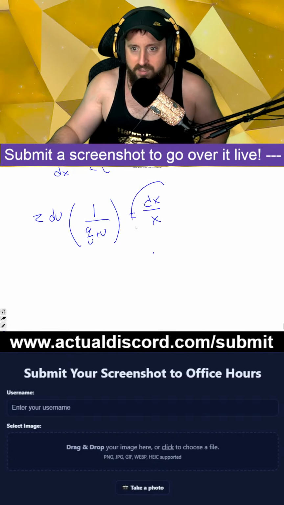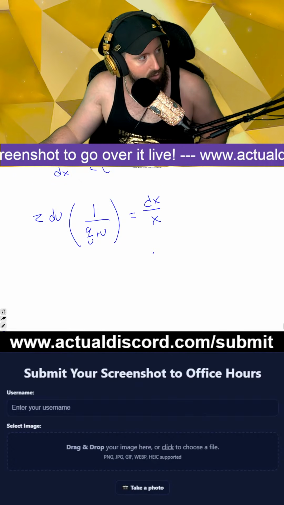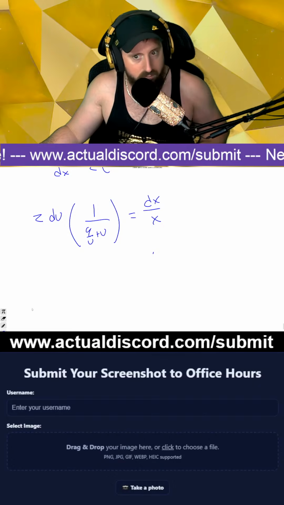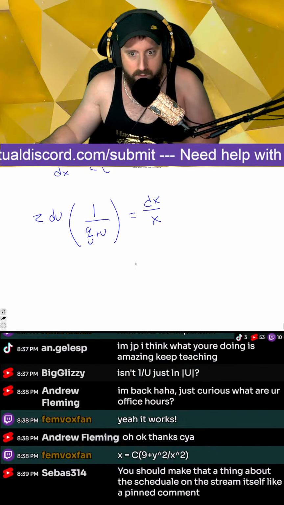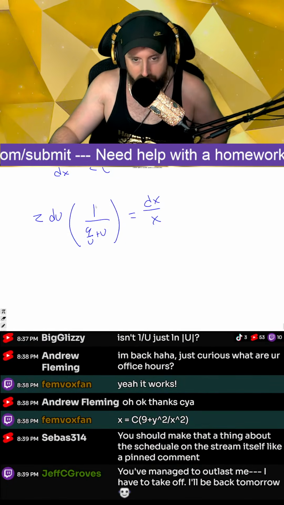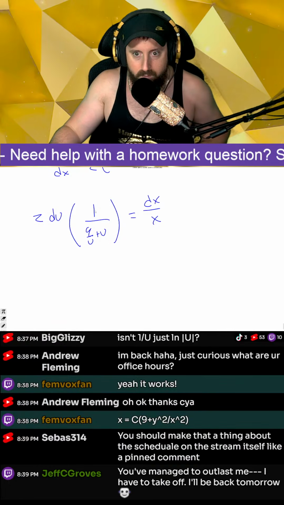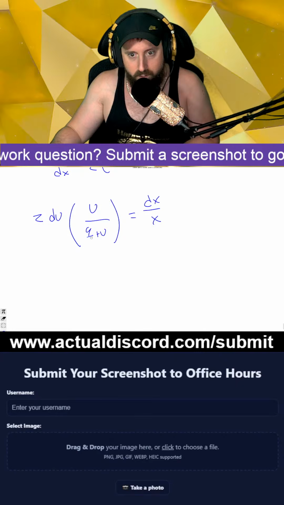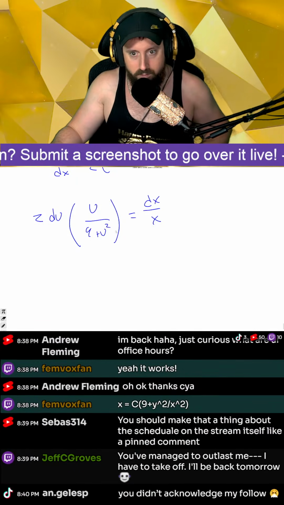Cool. This is ln of x, no? Right? Yeah. And then here, I don't like this in the denominator. I'm going to multiply top and bottom by u. So that's going to get me u over 9 plus u squared. Right?